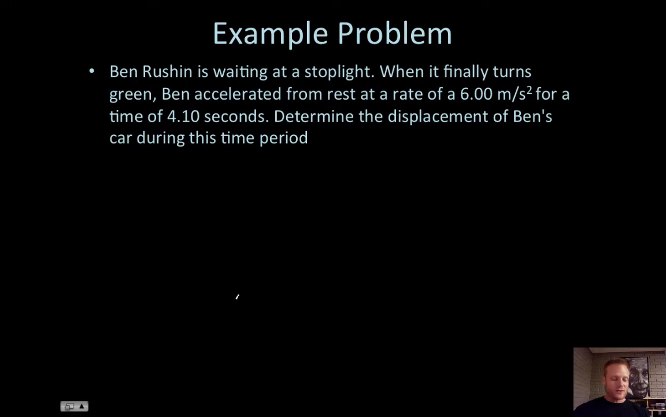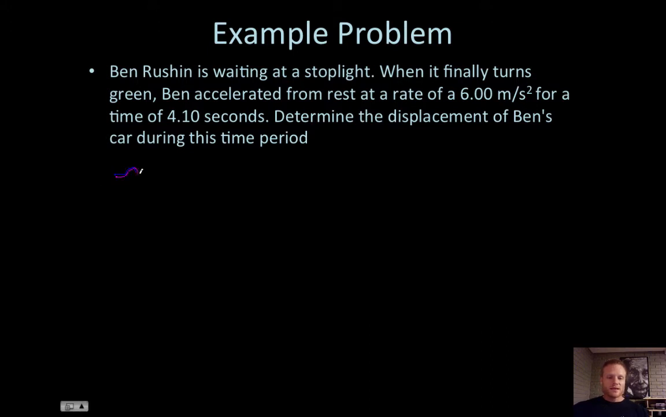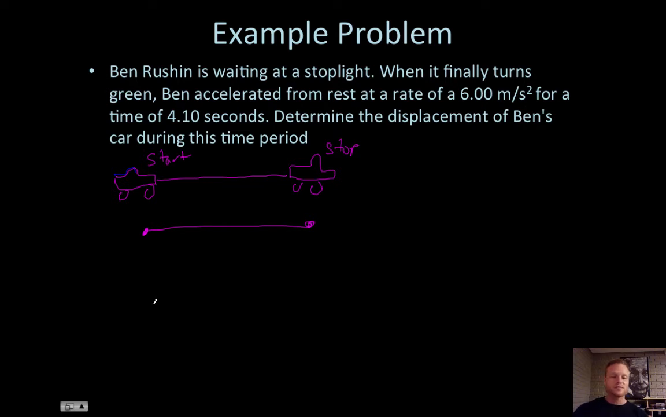So one of the first things I want to do is draw a picture. I'm going to change colors, because that does not show up well. Let's do magenta. Here's Ben's car, and this is where it's starting. It's going to move some distance and then it's going to stop. If you don't want to do all this drawing of a car, you could easily just do a dot, and another dot: start, stop. That's a pretty simple picture of what's going on.